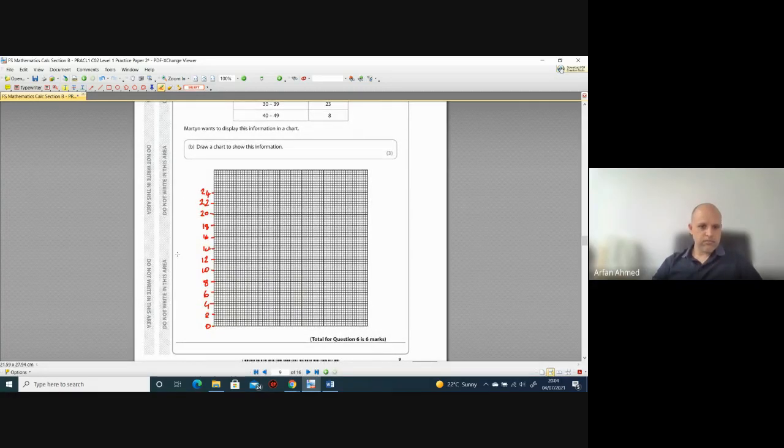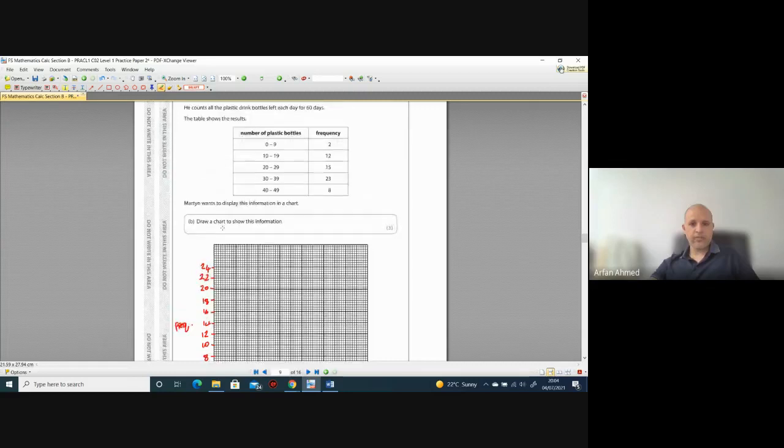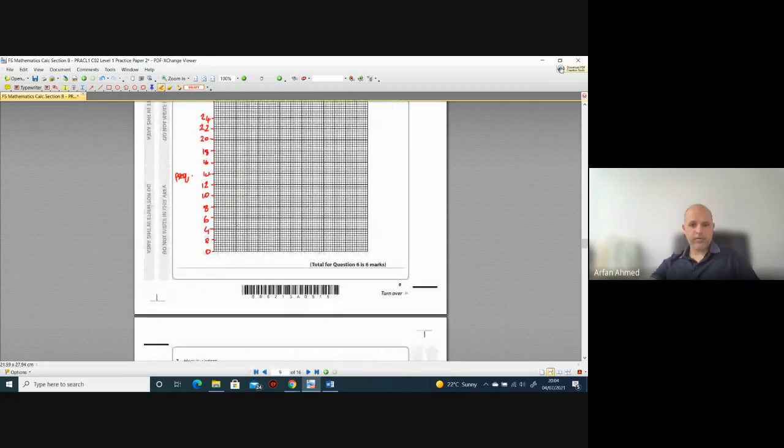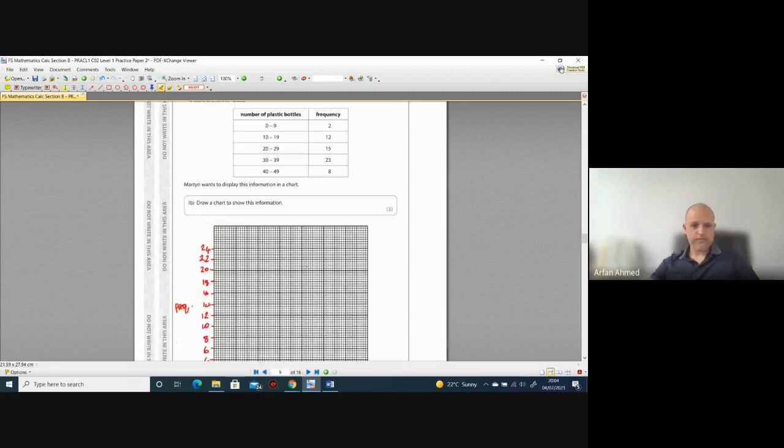Frequency, 9 times out of 10, I think, pretty much all the time, goes on your side here. Everything else goes on the bottom. So you've got number of plastic bottles. Don't forget to label the axes. Yeah, number of plastic bottles, that should say.